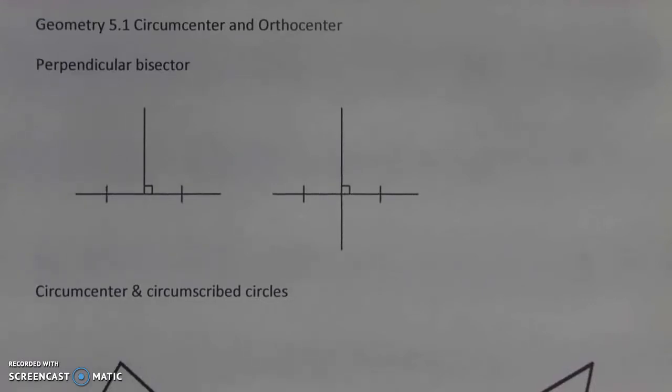But it is, of course, time to get back into the wonderful world of geometry, and what we are going to be doing today is looking at Circumcenter and Orthocenter, and if those look like terrifying words, don't worry, they aren't that complicated, they're just big words. So let's look at a familiar term before we get into Circumcenter and Orthocenter, and that is perpendicular bisector.